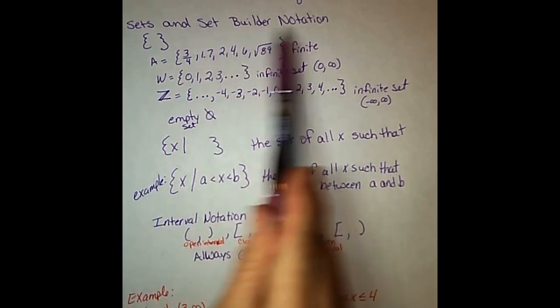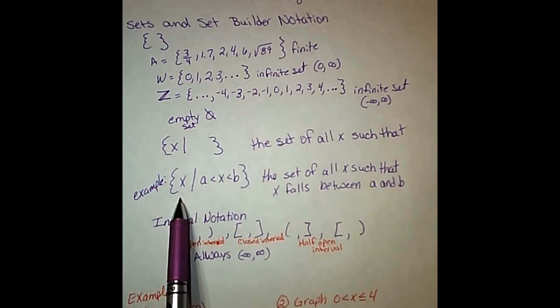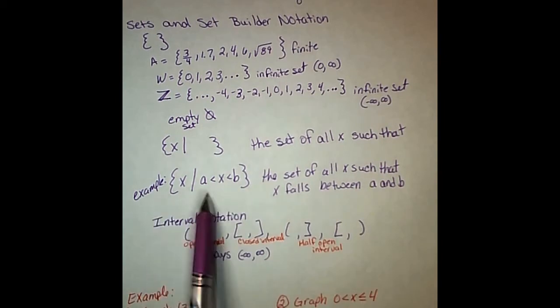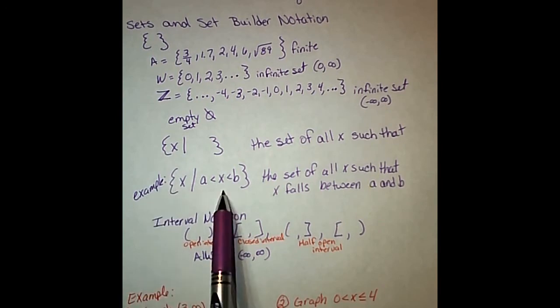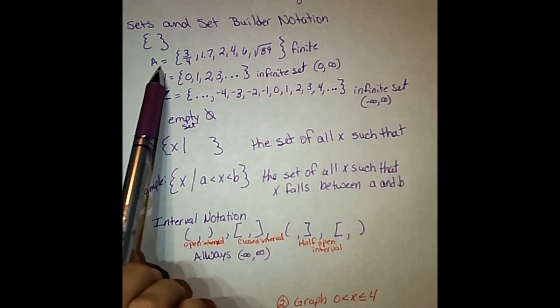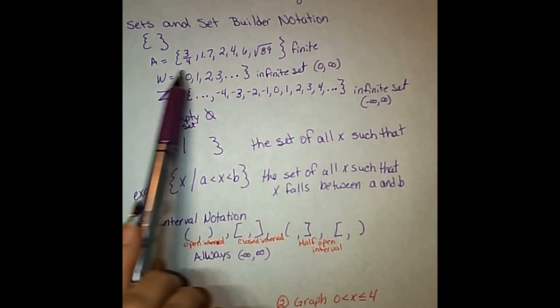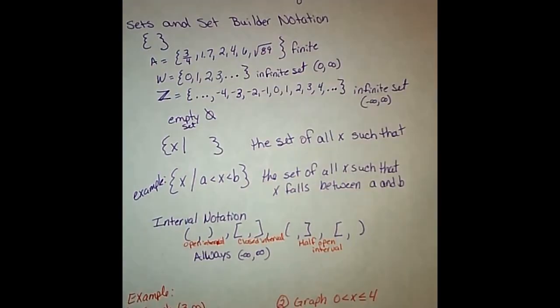And then we have a set builder notation, which this is the set builder notation right here. I'll get to that here in a minute. So on the first set, I have A is equal to these set of numbers. It's finite because those set of numbers are literally within those set, and that's it.